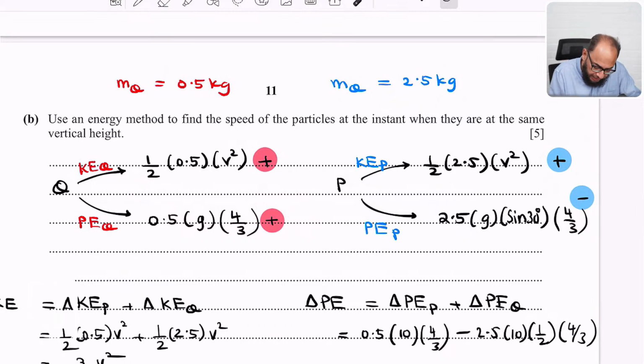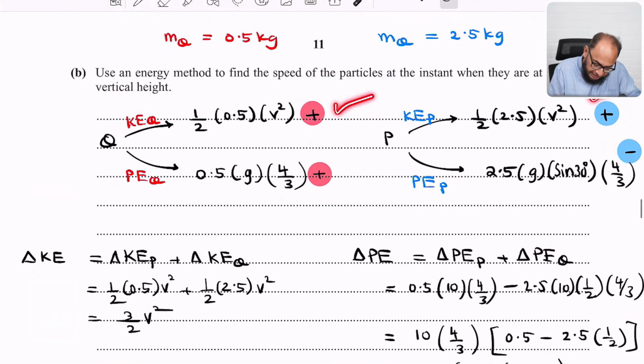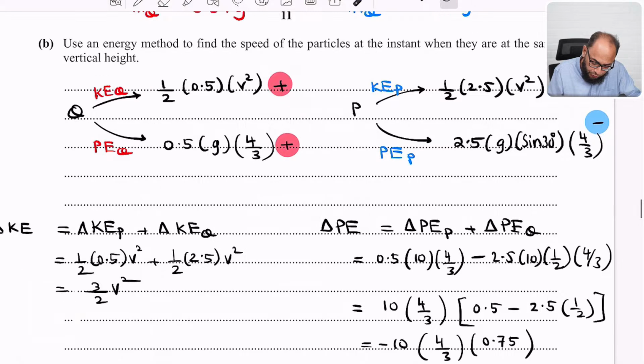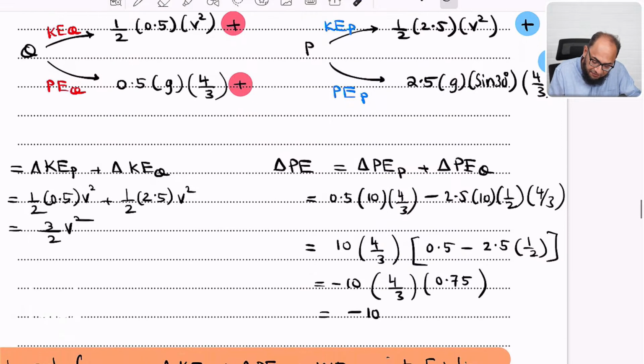Kinetic energy of particle Q is half into 0.5 into V squared. Kinetic energy of particle P is half into 2.5 into V squared. Potential energy of particle Q is mgh. It's moving 4 over 3 up. Potential energy of particle P is mg sine theta into 4 over 3. Change in kinetic energy, positive, positive, will add up. This is 3 over 2 V squared. Change in potential energy, this is positive, this is negative. When we add it up, everything is known. This comes out to be negative 10.